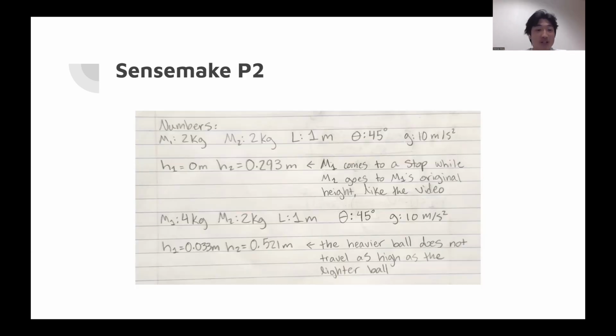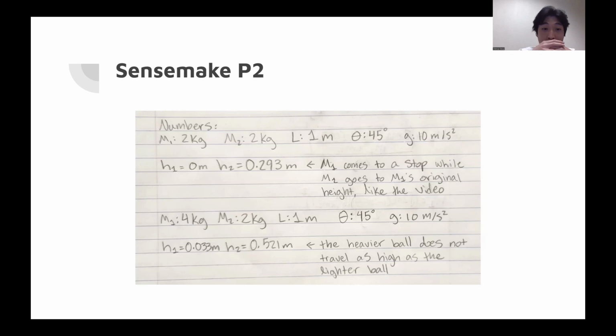All right, so for sense making again, like earlier in the video that you saw, when two balls have the same mass, the one that's going down and the one that's at rest, when it goes down, the one initially at rest moves, but the one that was coming down stops and has a height of 0. So we tried sense making this.